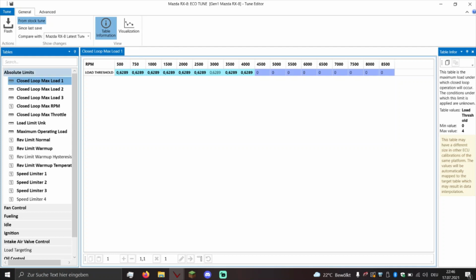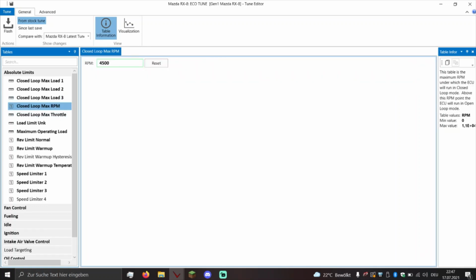So first thing I changed was the closed loop max load 1, 2, and 3. All of these three tables are the same. So I set 63% of engine load. If you're above that, go into open loop. If you're below that, be in closed loop. If you're above 4000 RPM, go into open loop. That's what that zero is standing for. As you can see, all of these three tables are the same.